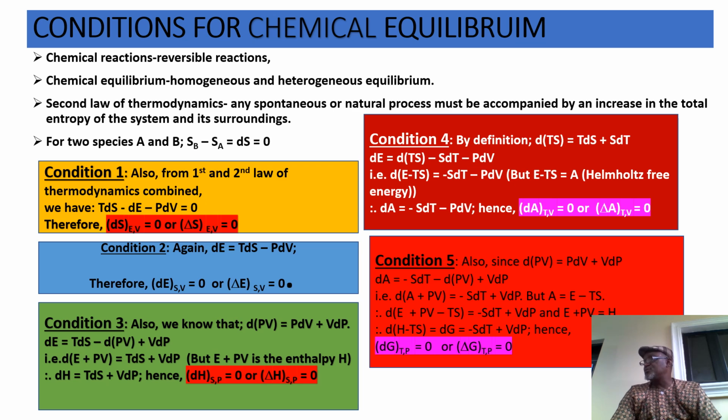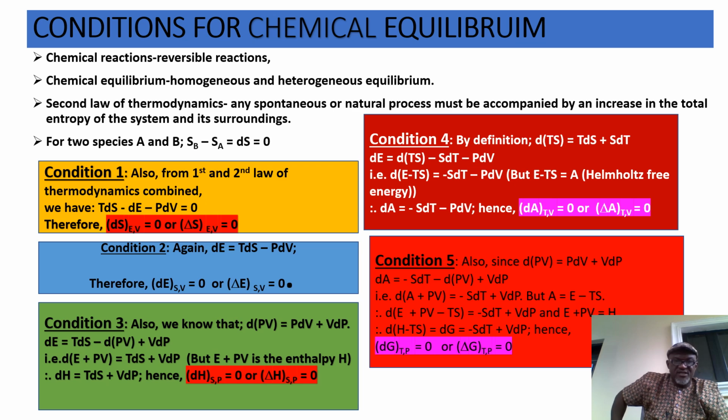Remember, entropy is a measure of the degree of disorderliness. So for a reaction to proceed, the entropy must increase. So for two species A and B, S_B minus S_A is equal to the change in entropy, which is equal to 0. So we use this to now obtain 5 conditions for chemical equilibrium. The first one is under entropy.